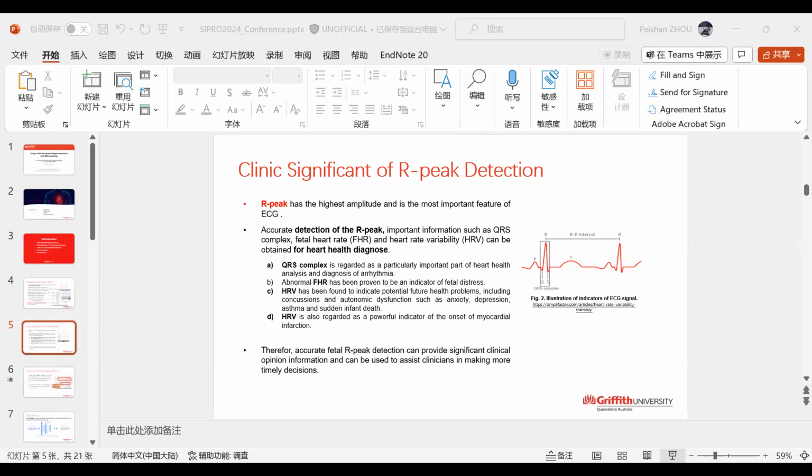So we are aiming to propose a novel algorithm to enhance the fetal RPIC detection itself. So thereby we can improve the accuracy and reliability in detecting RPIC from low-SNR fetal ECG signals. And this algorithm should be able to provide robust RPIC detections even with fetal ECG signals that have low SNR levels and signal distortion.